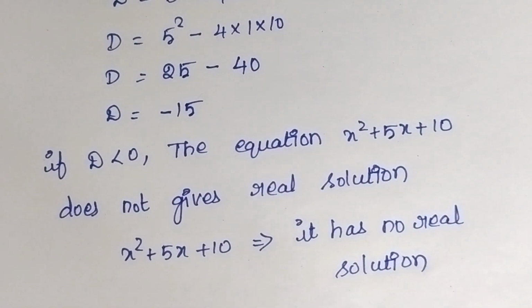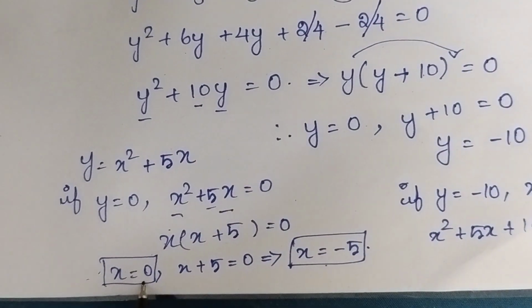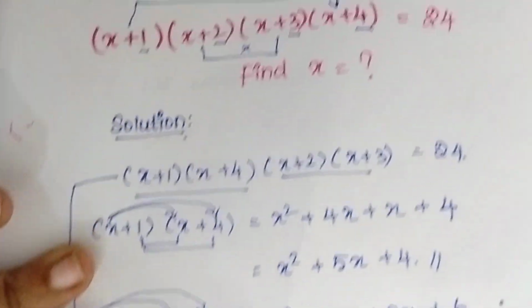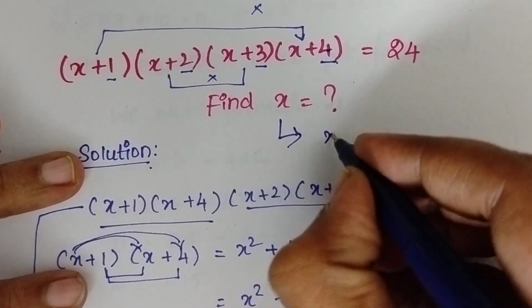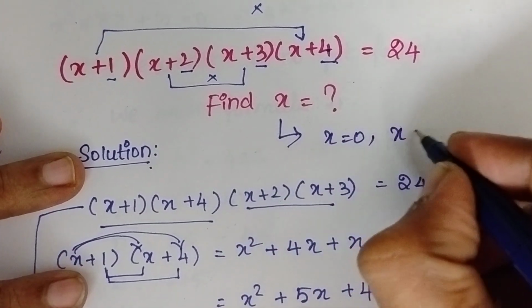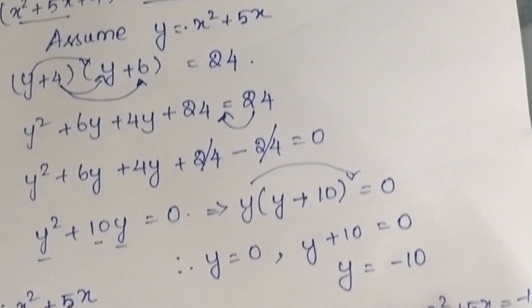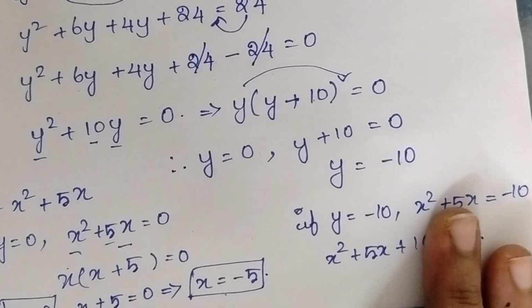Therefore, we already found the two values for x: x is equal to 0 and x is equal to minus 5. So this is the actual answer for this question. The final answer is x is equal to 0 and x is equal to minus 5. This equation doesn't provide any real solution, so this equation gets cancelled.